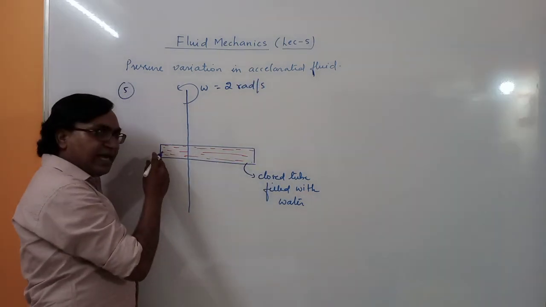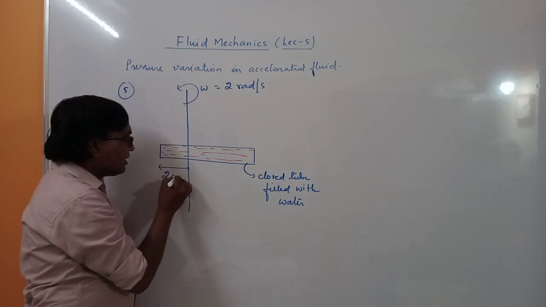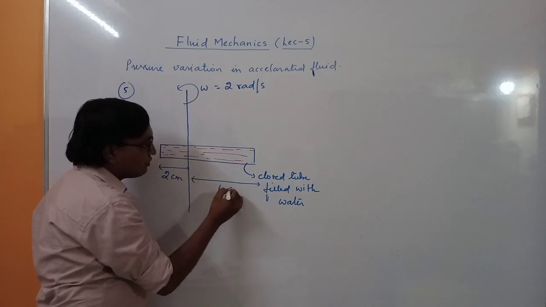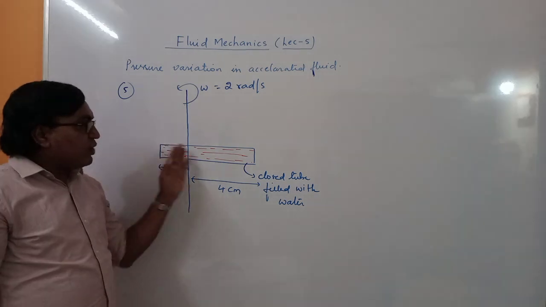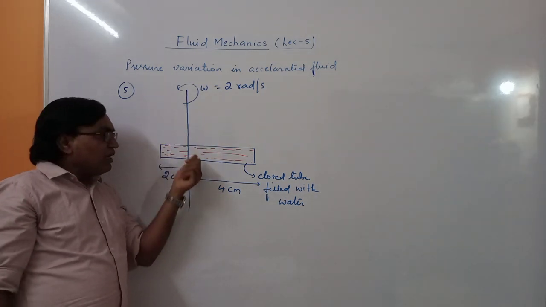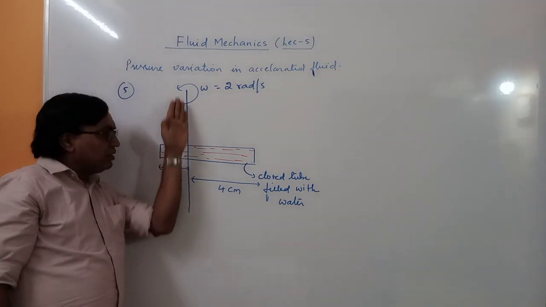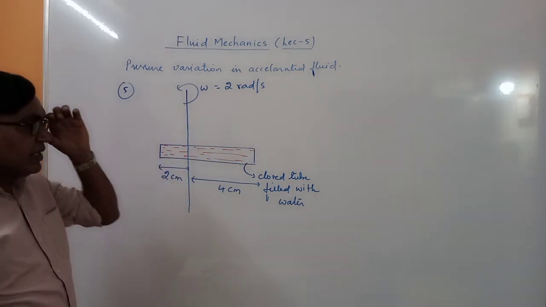This end of the tube is at a distance of 2 centimeter, and this end of the tube is at a distance of 4 centimeter. So instead of rotating this tube at the center, we are rotating it about an axis which is just offset from the central axis. Fine. So 2 centimeter, 4 centimeter. The total length of the tube is 6 centimeter.